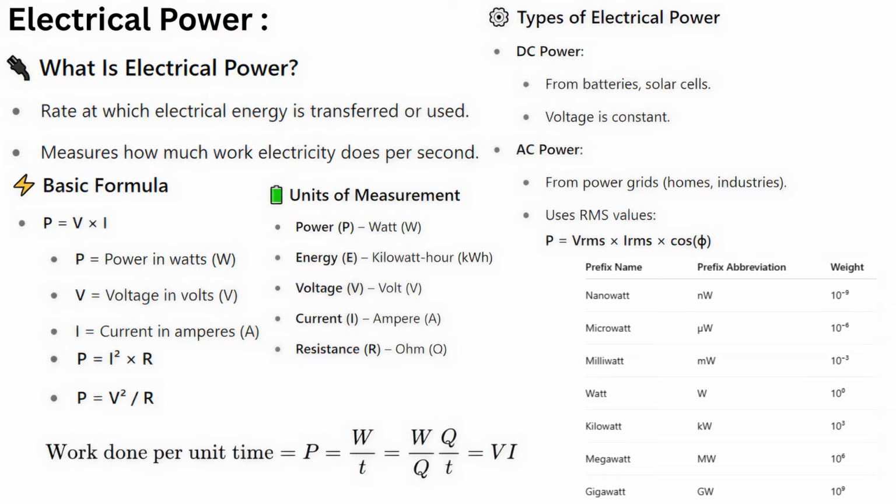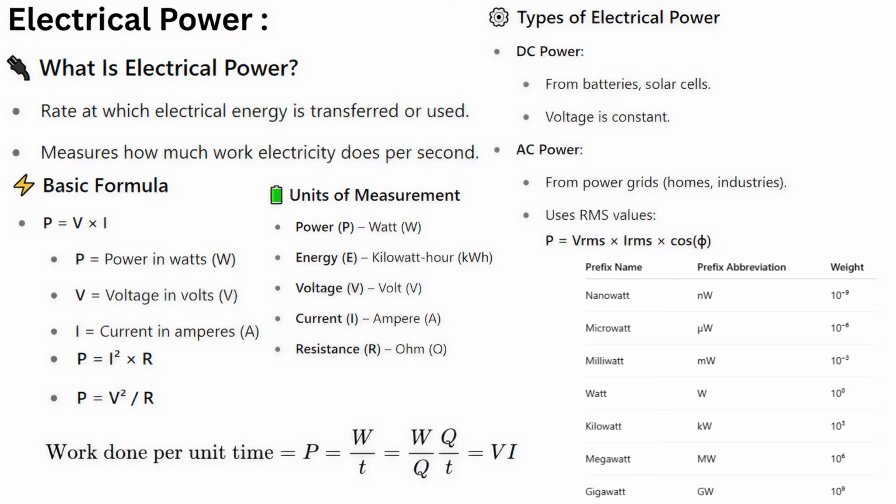I is for current, measured in amperes, often just called amps. Current is the actual flow of electricity, the volume of electrons moving past a point per second. In our analogy, this is the amount of water flowing through the hose. So, the formula P equals V times I tells us that the total power is a product of the electrical pressure, voltage, and the electrical flow, current.